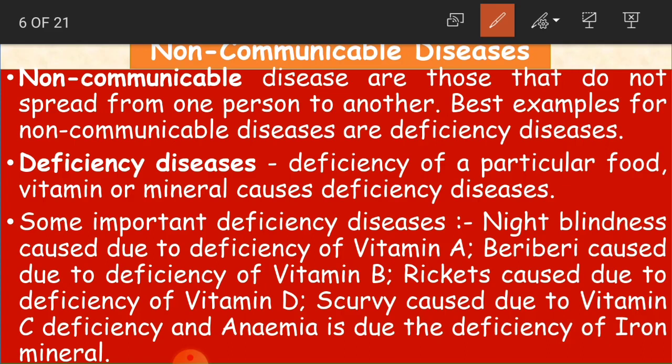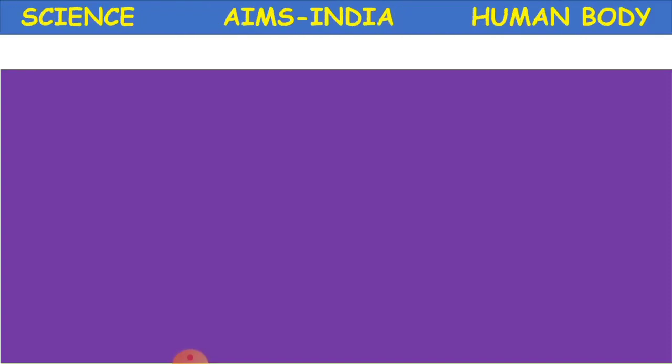Okay. And anemia is due to the deficiency of iron and mineral. Anemia is nothing but feeling very weak. Very thin or weak personalities, we call it anemia, because of deficiency of iron and mineral. So we will have this anemia problem. Okay, children? So these are non-communicable diseases. Night blindness is caused because of vitamin A. Beriberi is vitamin B. Rickets is vitamin D. Scurvy is vitamin C, and anemia is iron and mineral deficiency. Okay, children? So these are the non-communicable diseases.